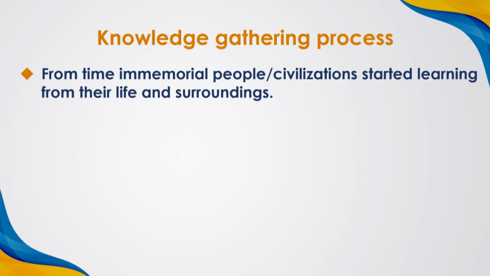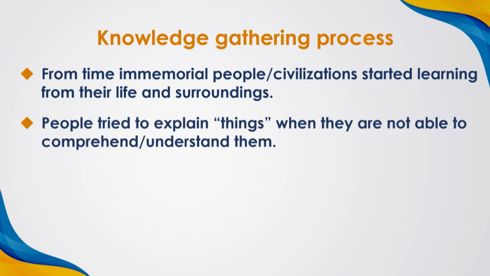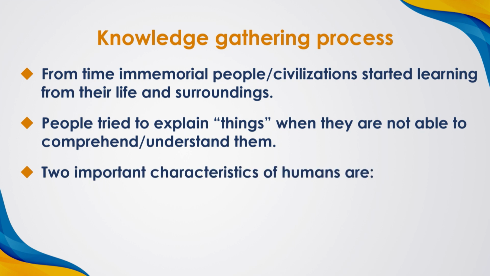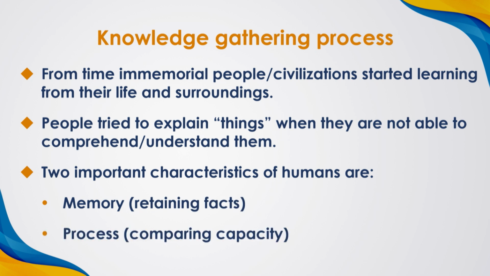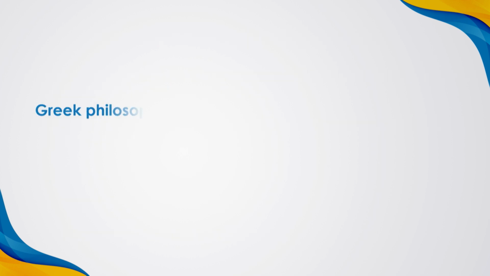So, from time immemorial, people and civilizations started learning from their life and surroundings. People tried to explain things when they were not able to comprehend and understand them. Two important characteristics of humans are memory and the process. The memory retains the facts, and the process compares and contrasts. So, these two abilities helped people to learn.